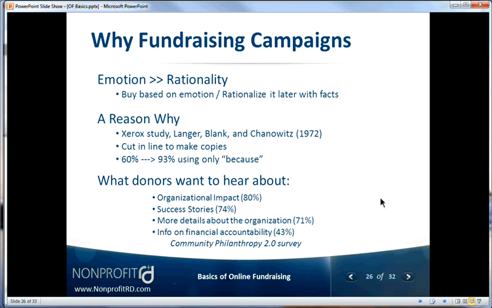We give them those reasons why it was a good donation after the fact. Another thing around fundraising campaigns is the importance of the reason why. People want to know why they should donate to your organization, and that's where the stories can really help. So we give them what their money's going to do and why. But the why is so important that there were actually some studies done around this.